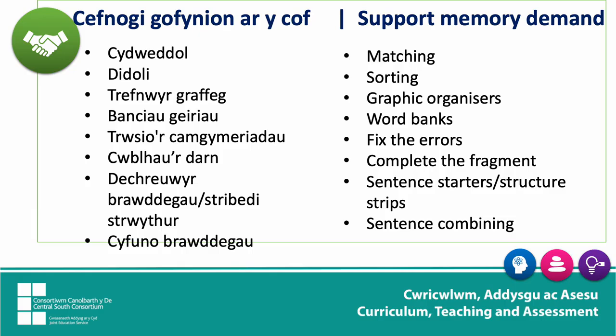Completing a fragment. This could be a sentence, but it could be an image. It could be a map. It could be a flow chart or process. It entirely depends on what you're teaching and age and stage. Sentence starters or structure strips. I'm a big fan of structure strips for more extended writing tasks, partly because they're quite efficient in that you can print them out and use less paper, but they just stick in the margin of your book, and then they provide that little bit of a framework for learners, but then they're still writing in their book.